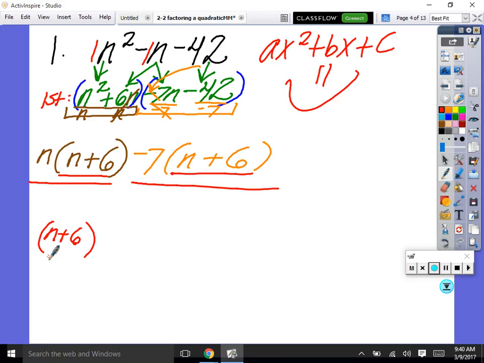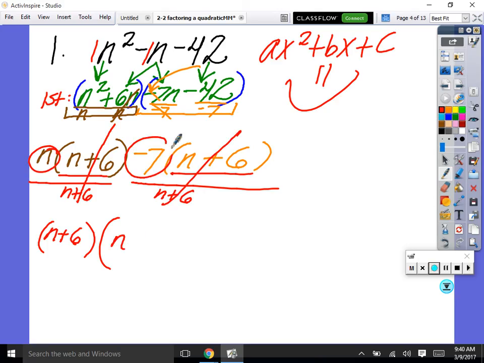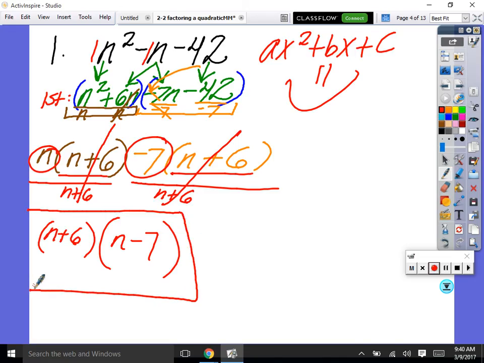So we pulled it out. Then divide each term by N plus 6. So now what's left in our first term is, those divide out, left is N. Those divide out, and then left is minus 7. And we're done. Yep, that's what our answer is going to look like.